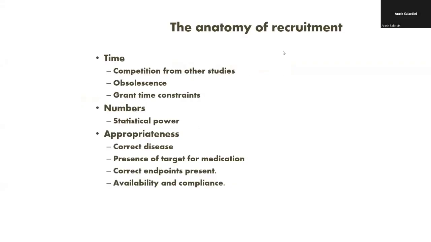So the first thing to do when you're accepting a study, either you're starting a PI-initiated clinical trial, or you are becoming a site on a national or commercial clinical trial, a multi-site one, is to see if you are the appropriate site for that particular study. So the 3 things that you want to be aware of are time, numbers, and appropriateness.